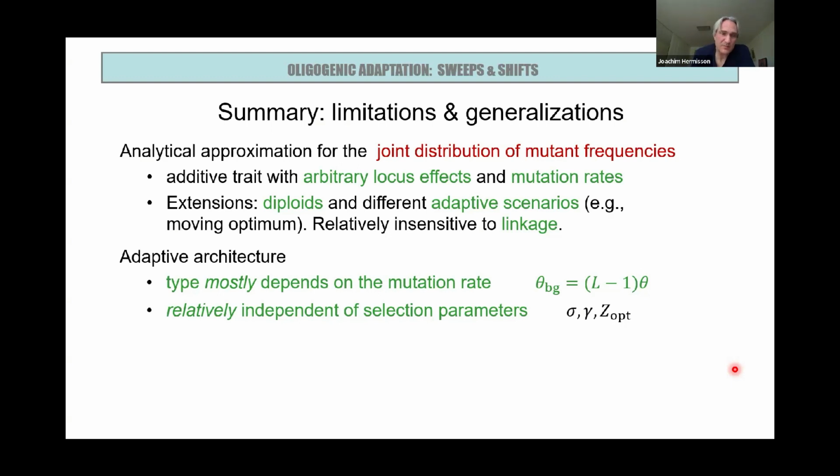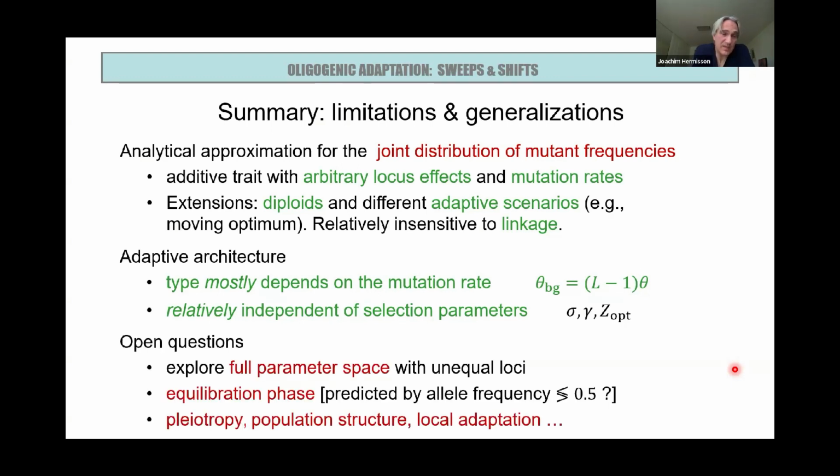Of course, a lot needs to be done. And the first thing that definitely needs to be done is that we still need to explore the full parameter space for these unequal loci. These have only been the first few glimpses.